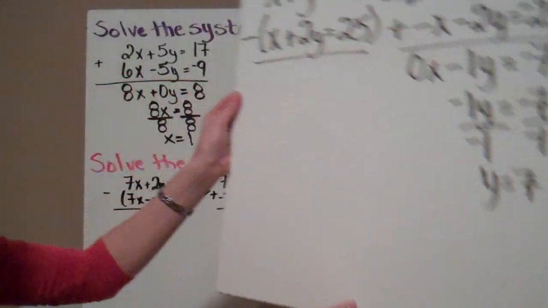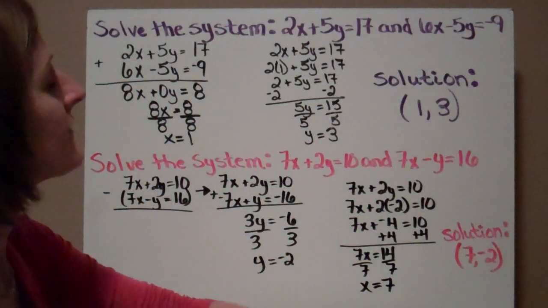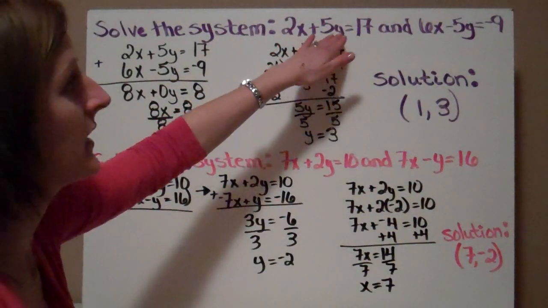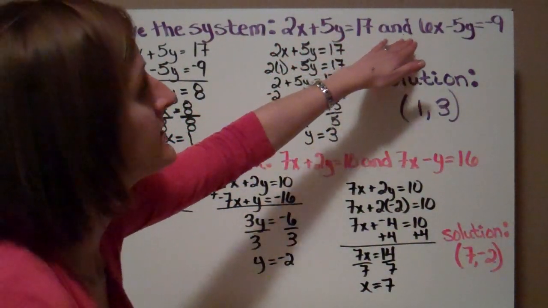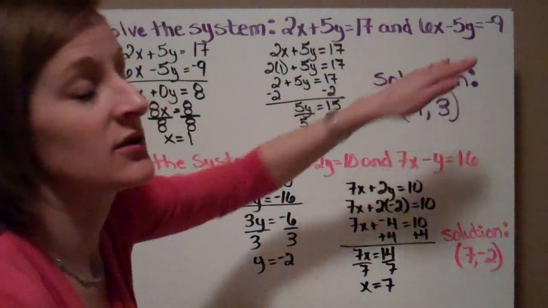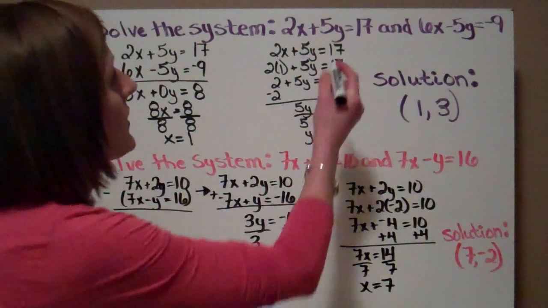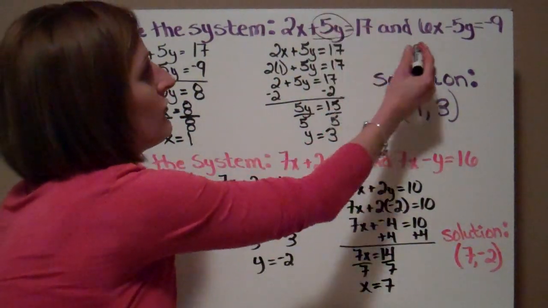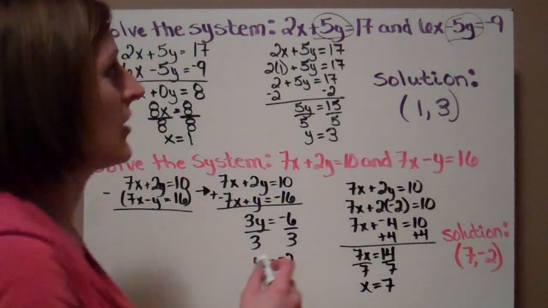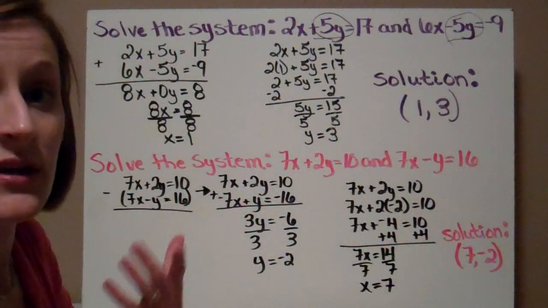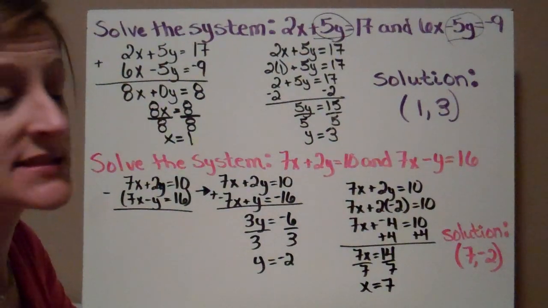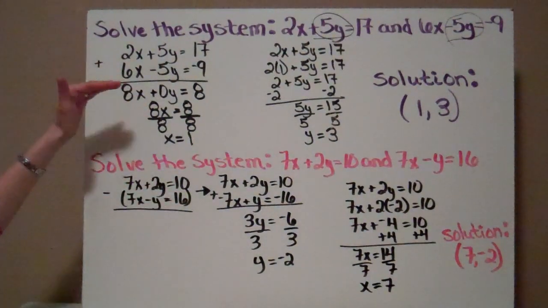Let's look at another example. So this one I have 2x plus 5y equals 17 and 6x minus 5y equals -9. Look here, we have a positive 5y and a negative 5y. If we add those two together, it's the additive inverses and it gives me 0. So I'm going to add my two equations.